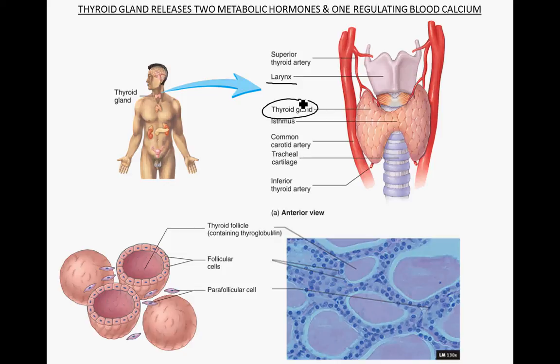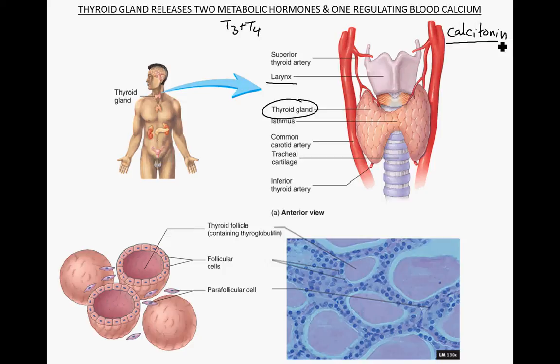So the thyroid gland is made up of a couple different types of cells that produce a couple different types of hormones. The thyroid gland releases two metabolic hormones, known as T3 and T4, and then one hormone that regulates blood calcium levels, called calcitonin. And so calcitonin is the hormone that we're interested in right here.